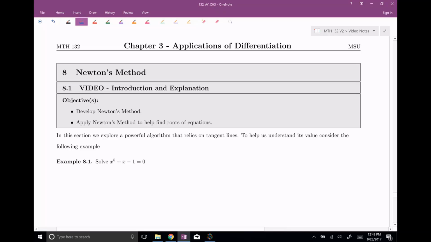Welcome everyone to section number 8. This is Newton's method and yet another application of differentiation.